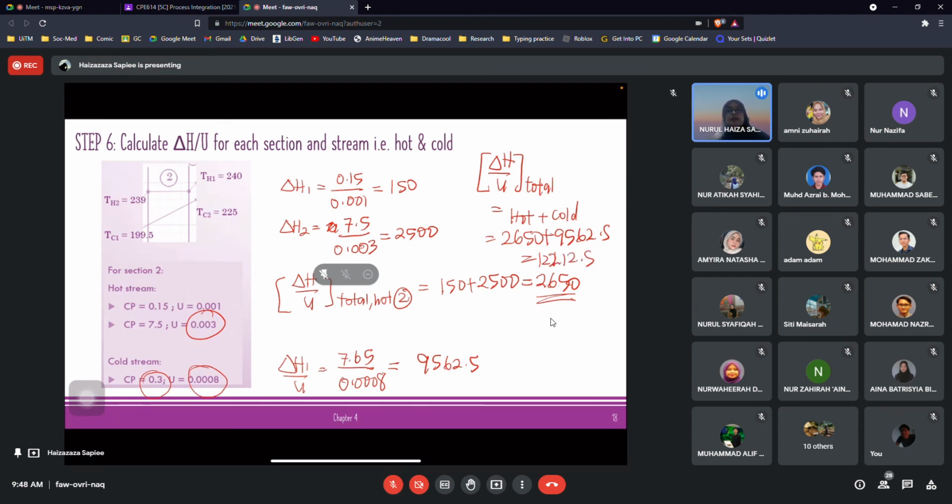And there's a lot of numbers, I know, but this is actually easy. This is just calculating using the values that we have. So if you're dizzy now, don't worry, because when you do it yourself, it will become clear. After we get the delta H over U, then we can calculate our area.